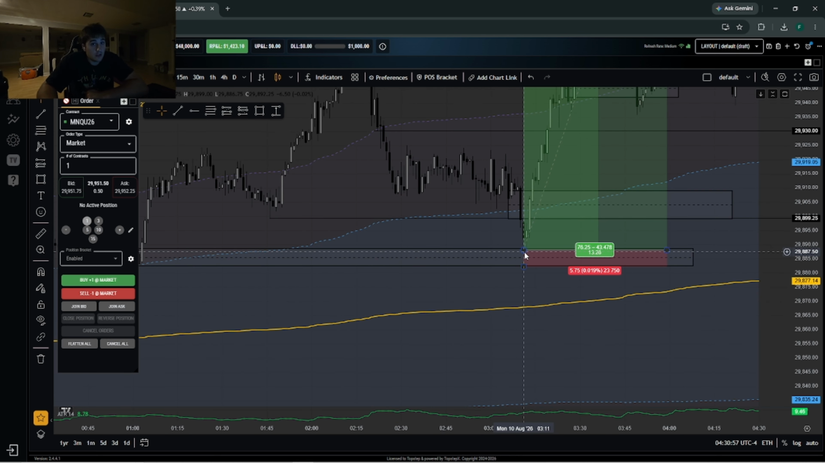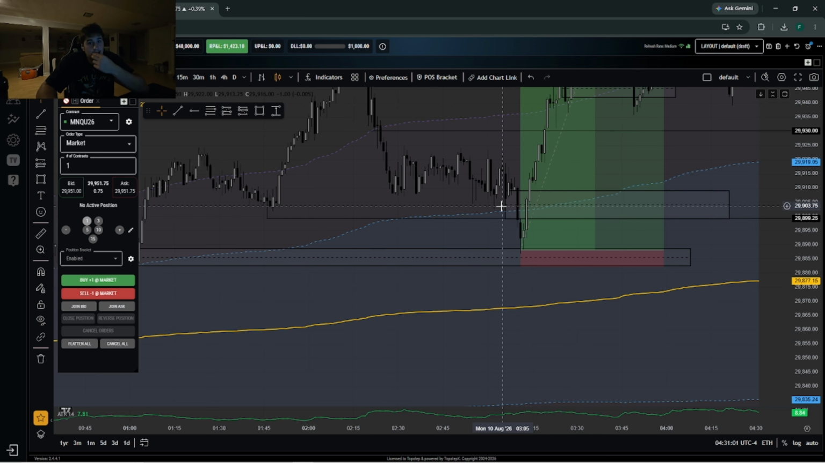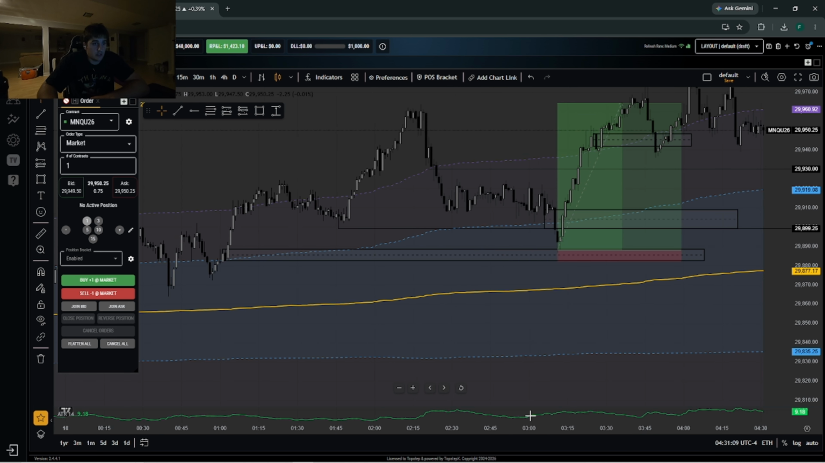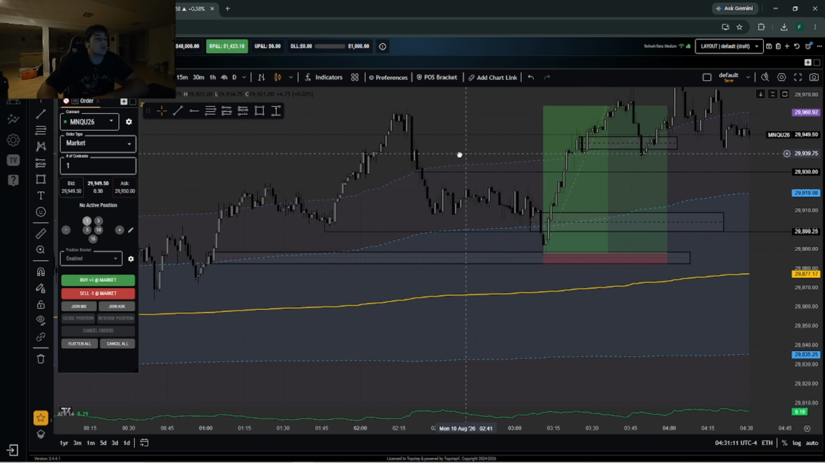So I enter early without the confirmation, and then I'm break even as we're tapping into that fair value gap just to make sure that I don't take a loss. And it's just playing it safe. Also, obviously you get stopped out more, but you also have a way higher win percentage and you play it a lot safer, so it's worth it.